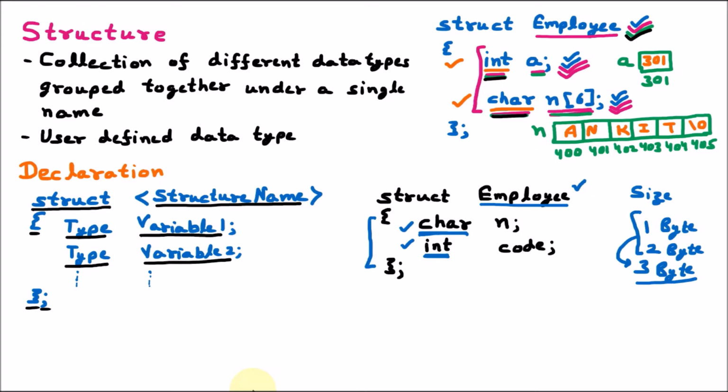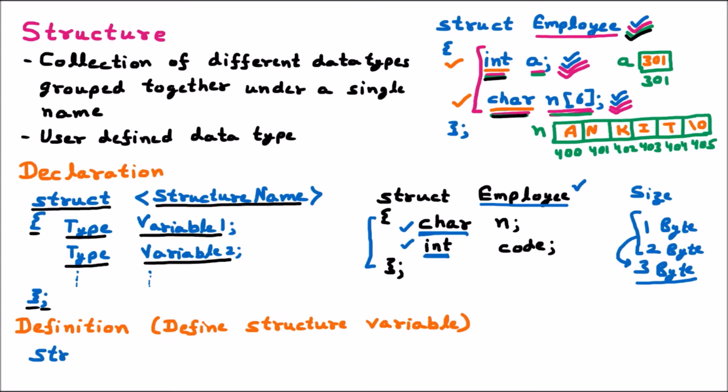In the structure, the next thing is called the definition. Definition means we are going to define the structure variable or the object. For defining the structure variable or the object, we have a syntax. First of all, we write the keyword called struct. Then afterward we provide the structure name. Then afterward we provide the structure variable. Then afterward is the semicolon.